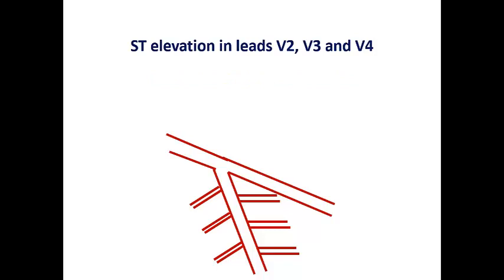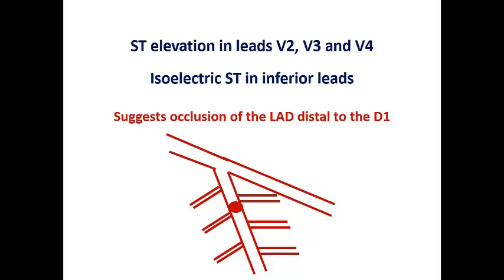Another example, here we can see ST elevation in V2 to V4 but with isoelectric ST segment in inferior leads. So here I suggest occlusion of the LAD distal to the first diagonal and of course distal to the first septal perforator, maybe in the mid segment or the distal segment, but here it is not proximal LAD occlusion.